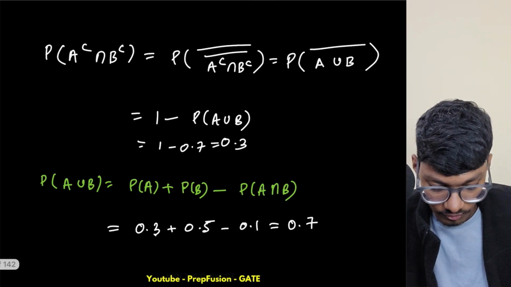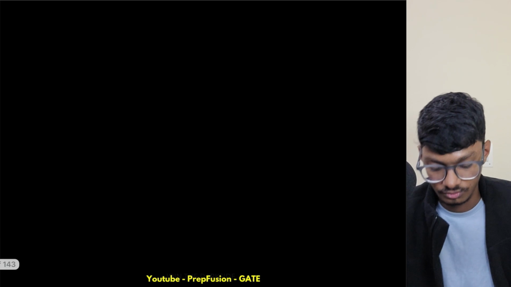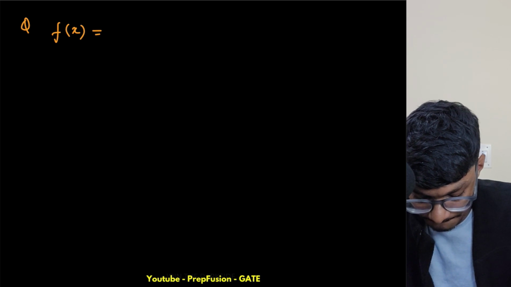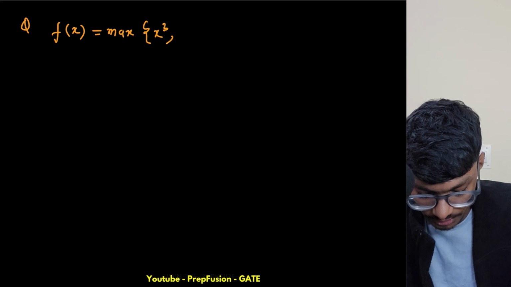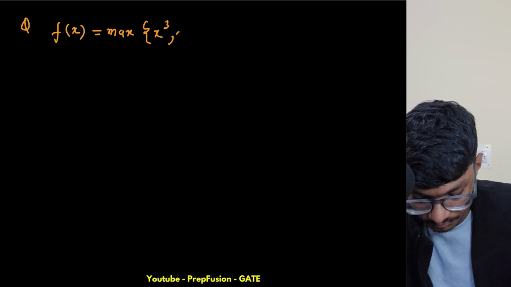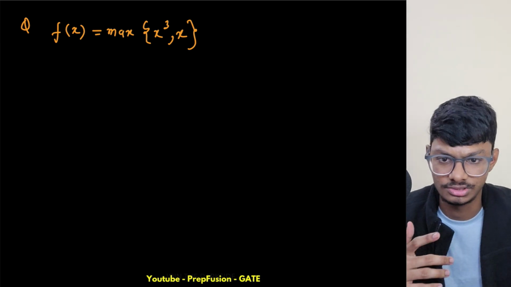Okay, so we have another question with us. I forgot to write that question. This question was very good actually. We have been given a function f of x equals max of x cube and x. And this one also was an MSQ, I think, I don't remember.